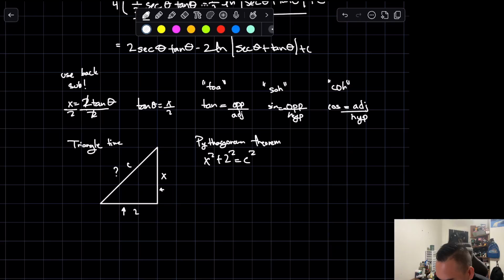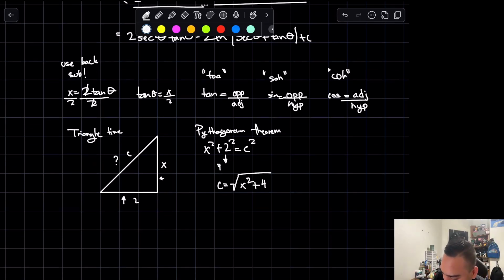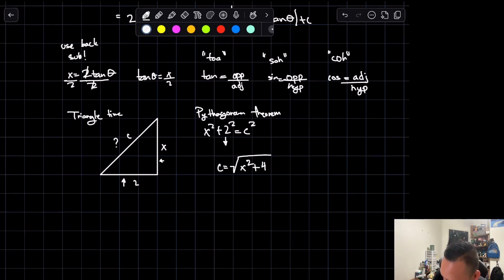If we use the Pythagorean theorem, how do we get rid of the square on c? We just square root it. So our c is going to become the square root of x squared plus 4, because this is just going to become 4. Only use the positive square root for now. You don't have to worry too much about positive or negative. So we know our c, and that's our hypotenuse.